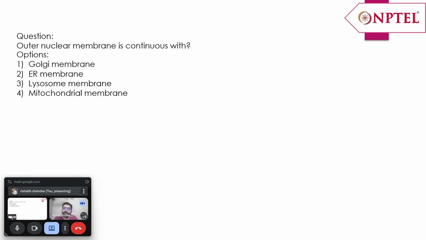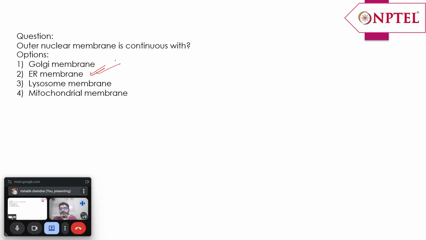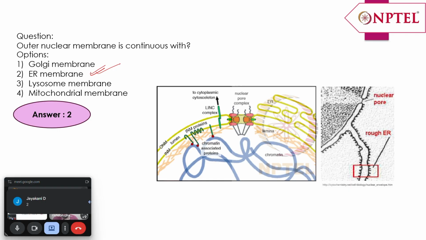Outer nuclear membrane is continuous with. So what can be the correct answer? Yes, the correct answer is option 2. That means this is the outer nuclear membrane, and this is continuous with the endoplasmic reticulum. And the rest of the membranes are separate from the nucleus. So let's move on to the next question.